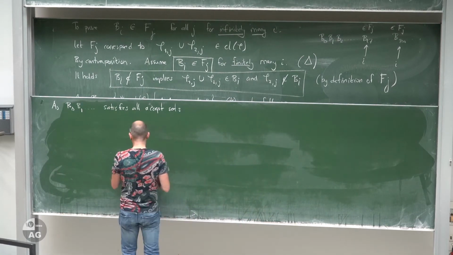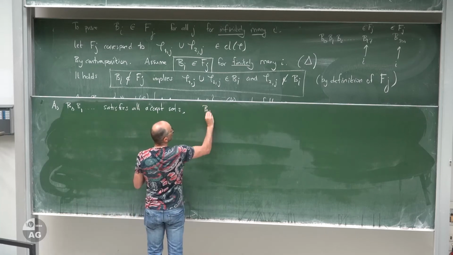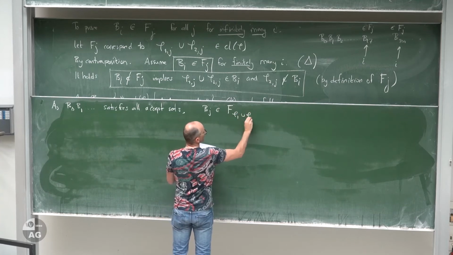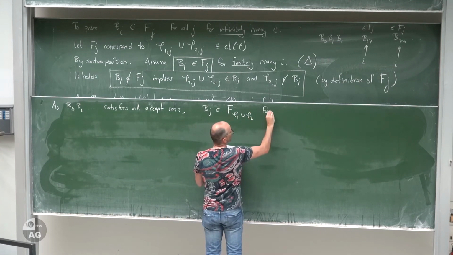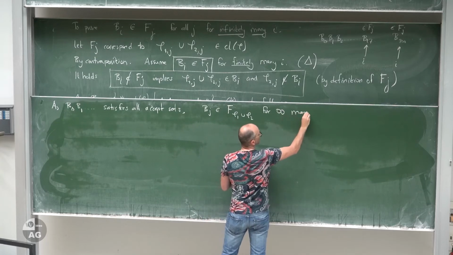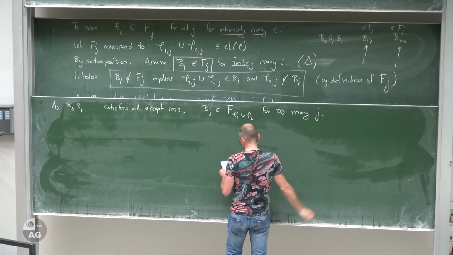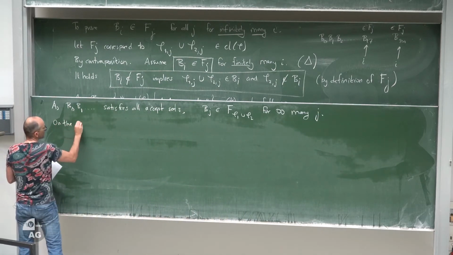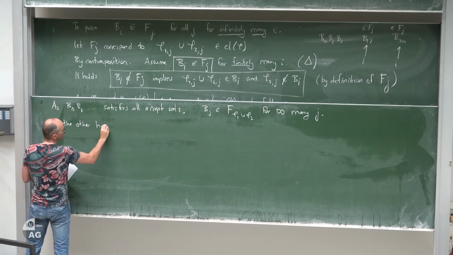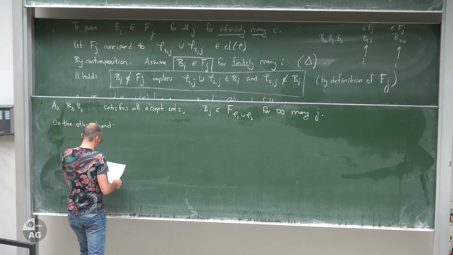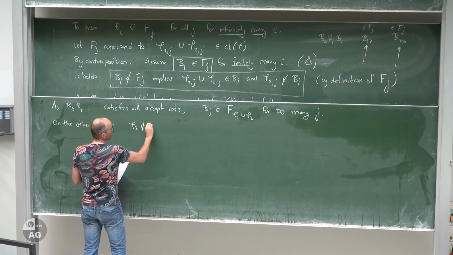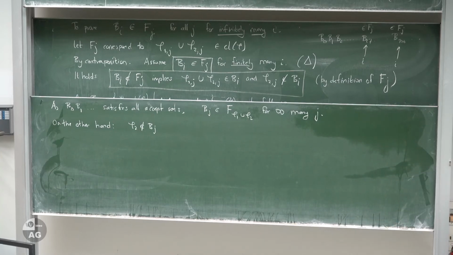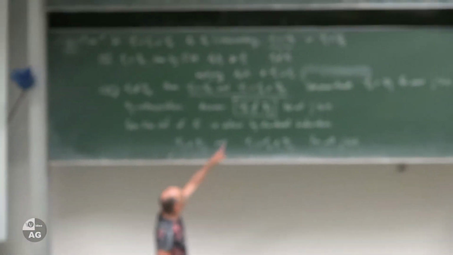We know the following. We know that B_j belongs to F of phi 1 until phi 2 for infinitely many j's. On the other hand, we have that phi 2 does not belong to B_j. Where is this coming from? Well, that was here. That was our assumption.